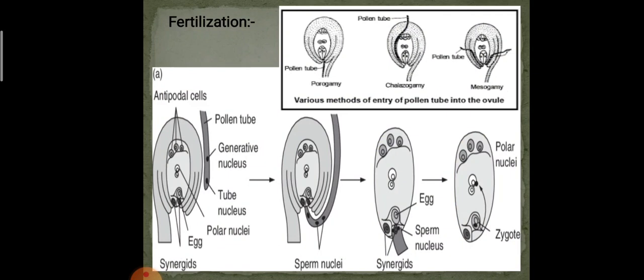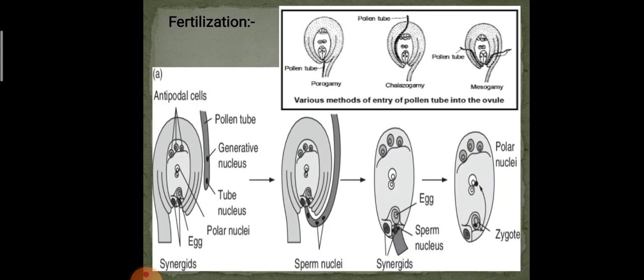In fertilization, the pollen tube comes towards the egg apparatus, which consists of 2 synergids and 1 egg cell. Firstly, you should know that synergid cells have a filiform apparatus, and because of that filiform apparatus the pollen tube comes in contact with them, where the pollen tube already consists of the tube nucleus.